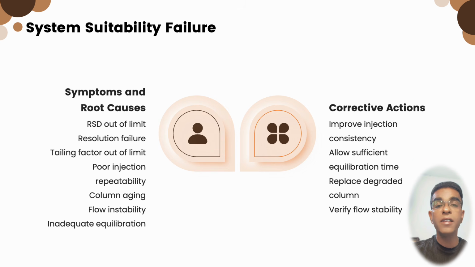Poor resolution and tailing factor failure usually point towards column degradation or contamination. Insufficient column equilibration between injections can also affect the system suitability. Ensuring stable flow, consistent injection, and adequate equilibration time is very critical. If system suitability continues to fail repeatedly, again and again, then column replacement should be considered.